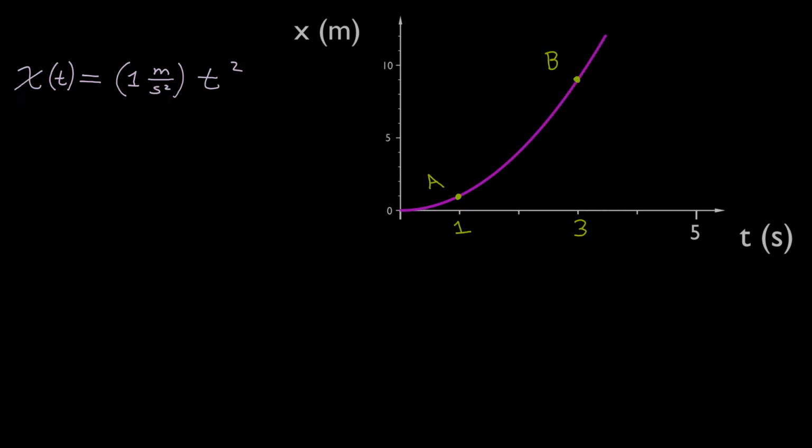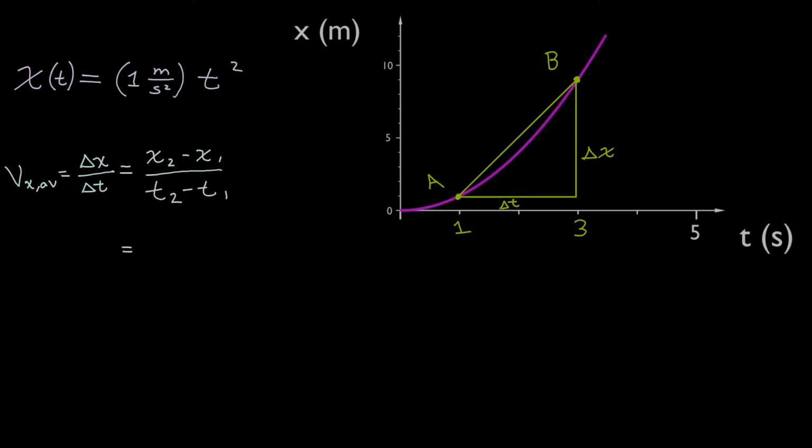In a previous video, we looked at the average velocity between 2 points, let's say A and B, which was given by this equation. In this case, we can actually calculate the average velocity between t equals 1 and t equals 3, since we have the equation for x. And we get an answer of 4 meters per second.